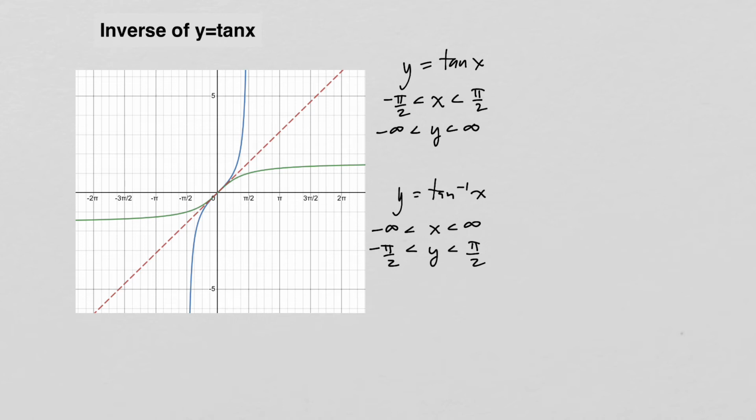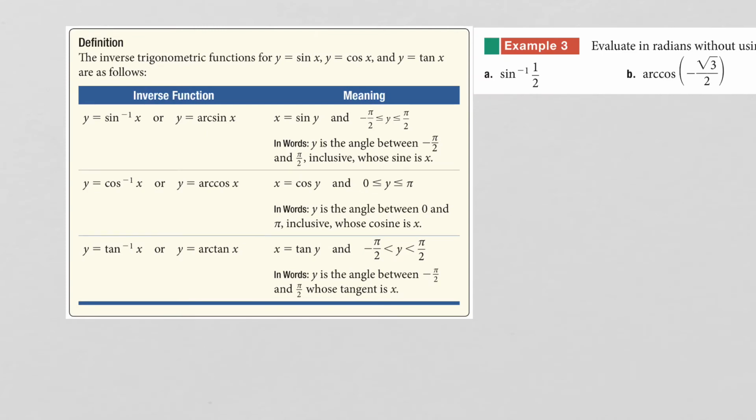Now let's summarize everything that we said and do some examples. So here are the definitions for the inverse sine, inverse cosine, and inverse tangent.